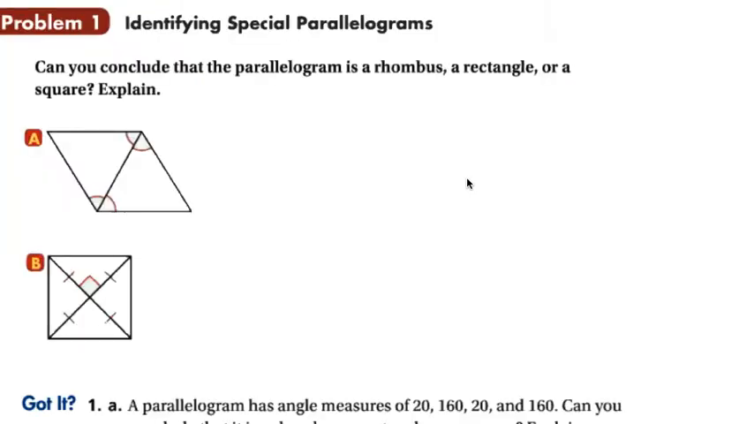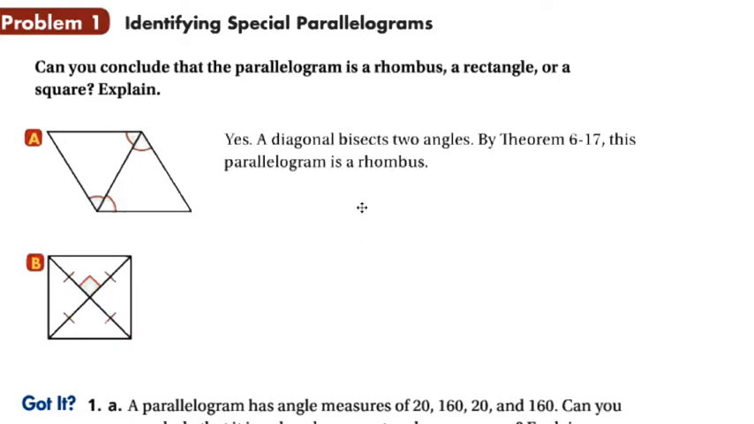So here's a couple of problems, and it says, can you conclude that the parallelogram is a rhombus, a rectangle, or a square? Well, in letter A, the diagonal is bisecting the opposite angles, so these two are congruent and these two are congruent. So in this case, yes, we can conclude that this is a rhombus because the diagonals are bisecting the opposite angles.